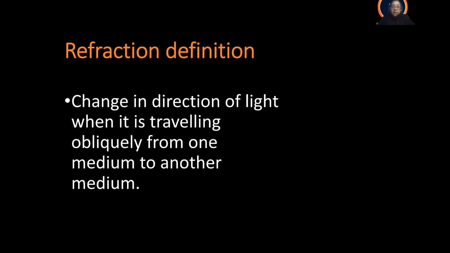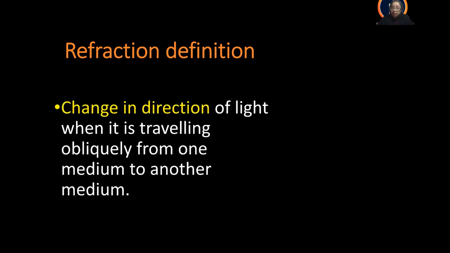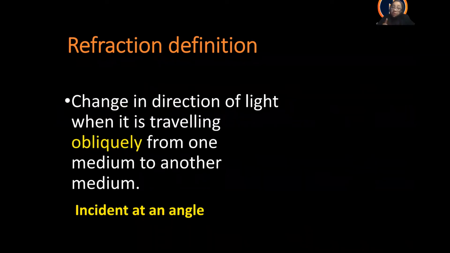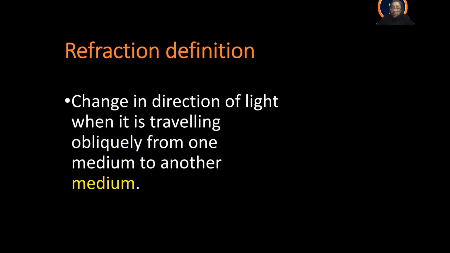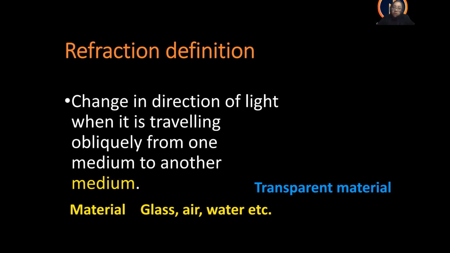Refraction of light is the change in direction of light when it is traveling obliquely from one medium to another medium. Now, what does it mean? So let's look at the definition in more detail. Change in direction means the bending of light. Obliquely means the ray of light is striking the refracting surface at a particular angle, or is incident at a particular angle. And medium means different materials. It can be glass, air, water, etc. More importantly, it should be a transparent material, like plastic as well.